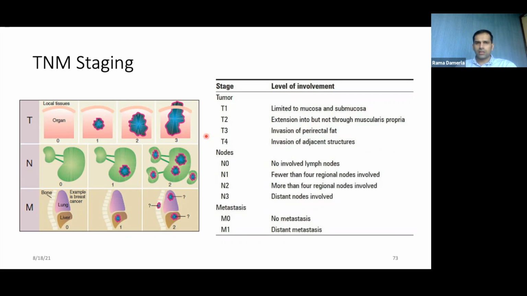So based on the stage, the TNM actually gives you more information about the clinical characteristics of the cancer. So for example, if I say the cancer is T4, N1, and M1, it means that T4 has invaded adjacent structures. N1 means there are a few nodes involved. And M1 means there is distant metastasis, so there is cancer in other parts of the body as well.